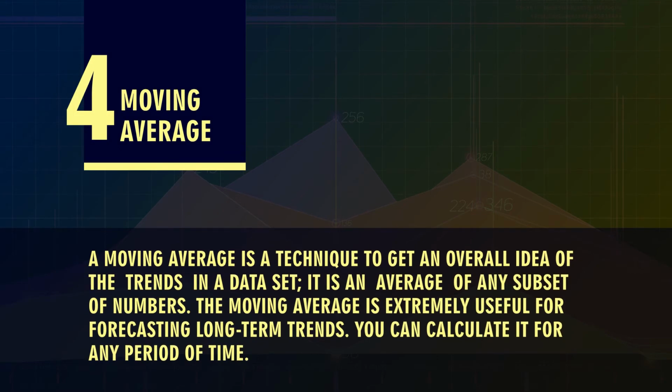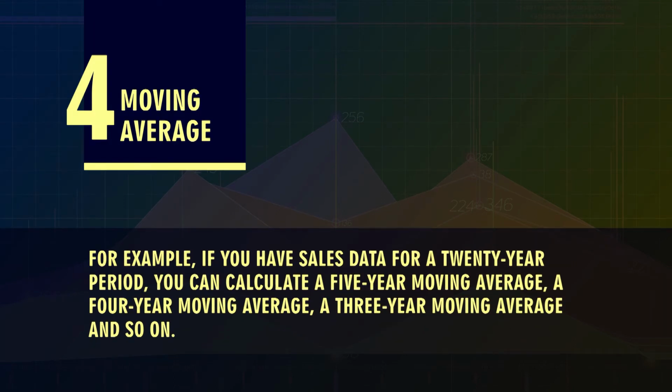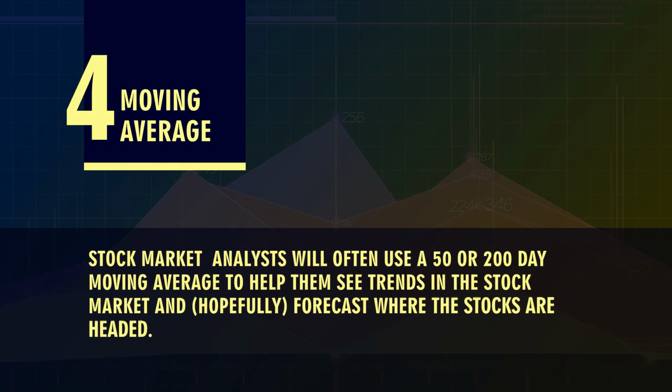Going more into depth of the moving average method, a moving average is a technique to get an overall idea of the trends in a data set. It is an average of any subset of numbers. The moving average is extremely useful for forecasting long-term trends, and one can calculate it for any period of time. For example, if you have sales data for a 20-year period, you can calculate a 5-year moving average, a 4-year moving average, or a 3-year moving average, and so on. Stock market analysts will often use a 50 or 200-day moving average to help them see trends in the stock market and hopefully forecast where the stocks are headed.